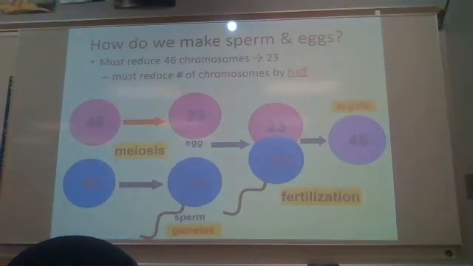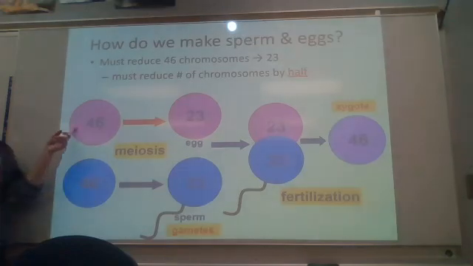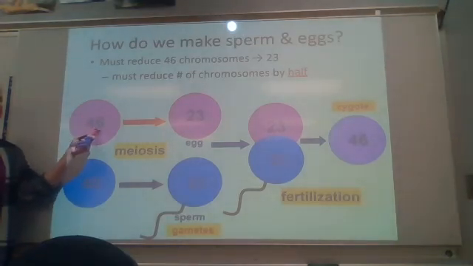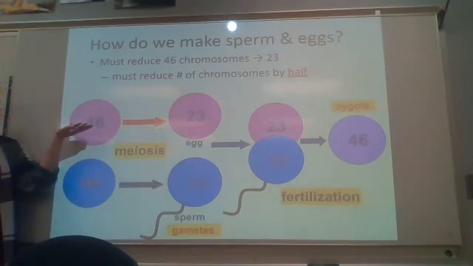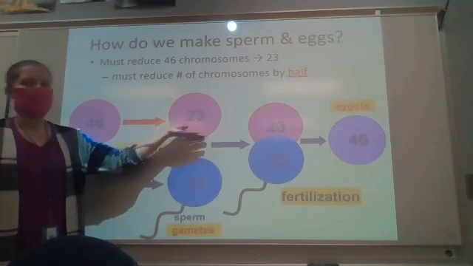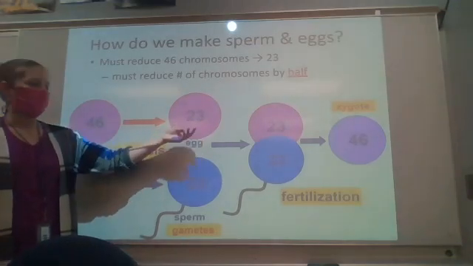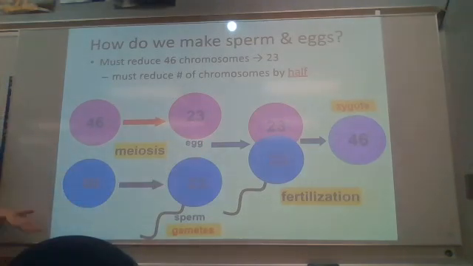Okay. So when we go through meiosis, again, this is a reductive process. So here's one of mom's somatic body cells. In order to make an egg, we have to cut that chromosome number in half. So we have to go from being diploid, having 2 of each copy, to being haploid, having 1 of each copy. Okay. And same thing for dad.